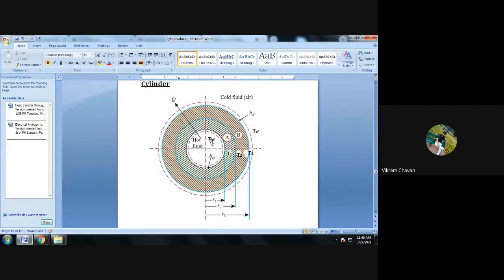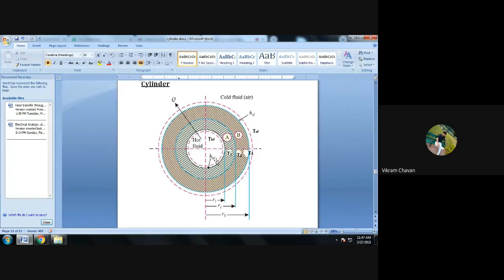Or whatever the cavity of A cylinder is there. Through that cavity, the hot fluid is flowing. And the temperature of that particular hot fluid is T suffix HF. Temperature of hot fluid is T suffix HF.